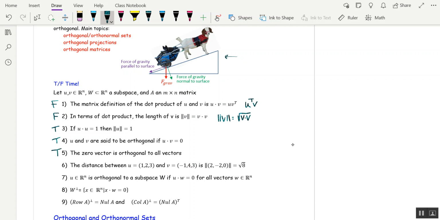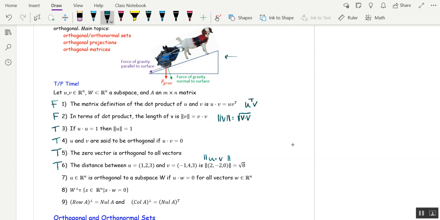Number 6 takes a moment to calculate in your head, the distance between U and V. I did the subtraction correctly. This vector here is U minus V. I'm taking its length. And so I square each component and then add. So 4 plus 4 is 8. So this is indeed true.